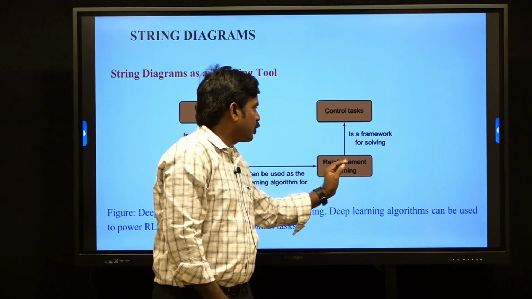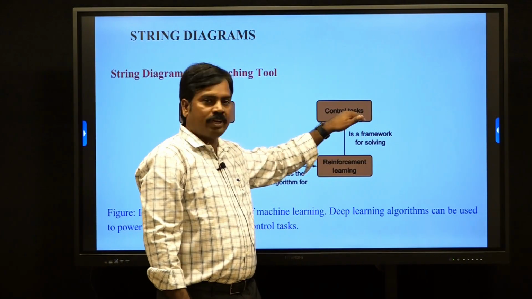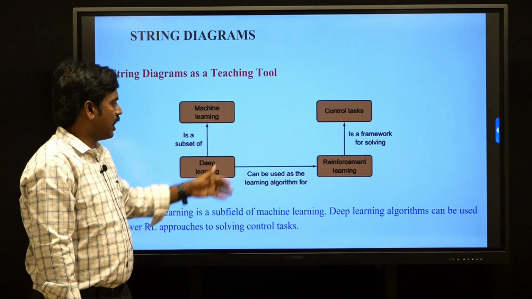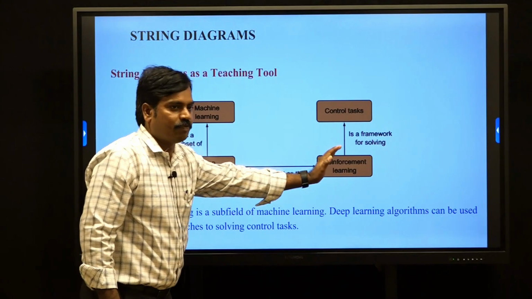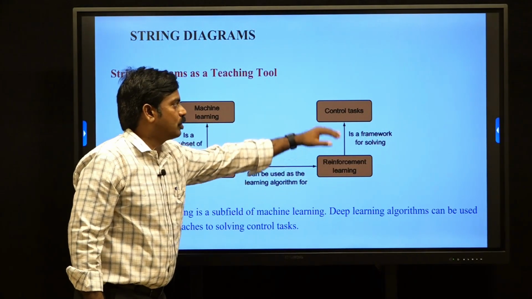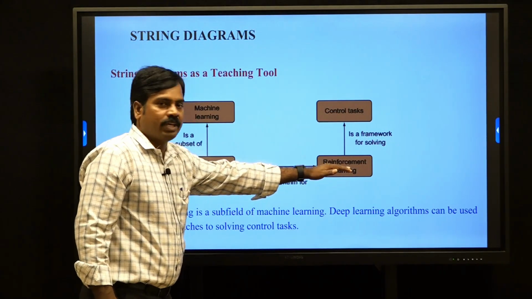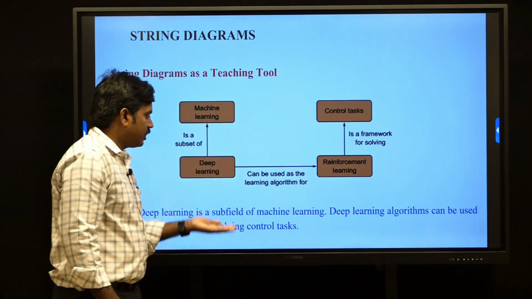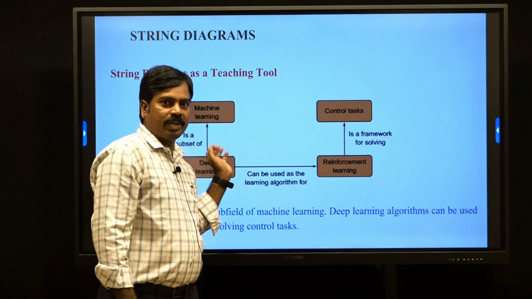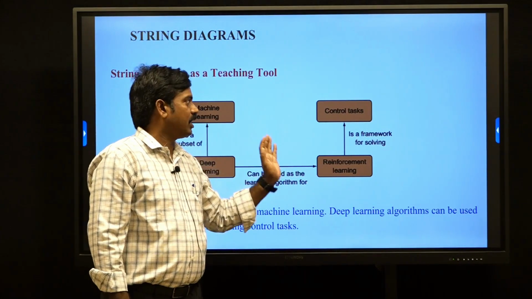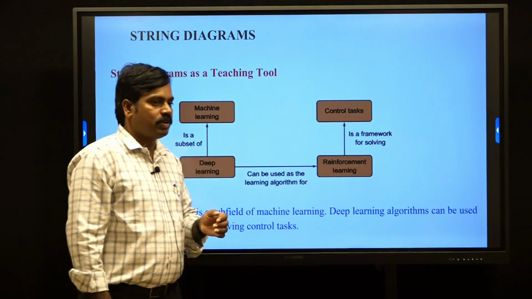Here reinforcement learning is a framework for solving control tasks. This string diagram explains the relation between deep learning, machine learning and reinforcement learning, and how control tasks are solved by using reinforcement learning.